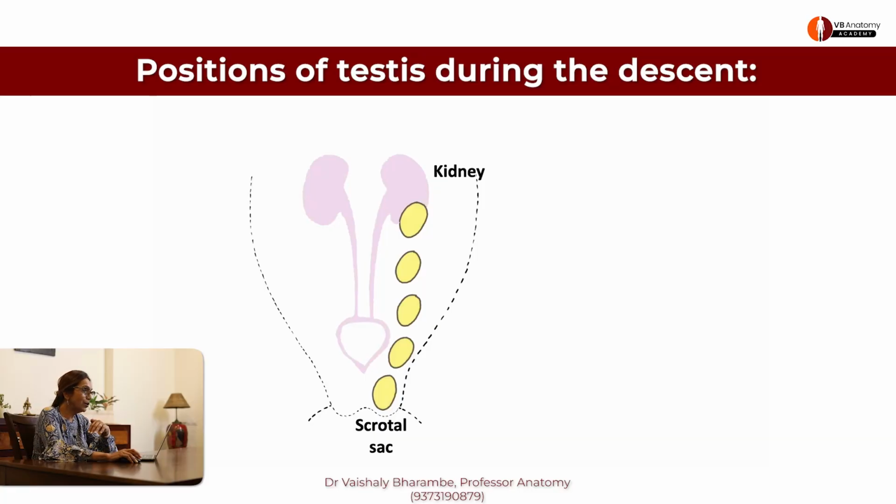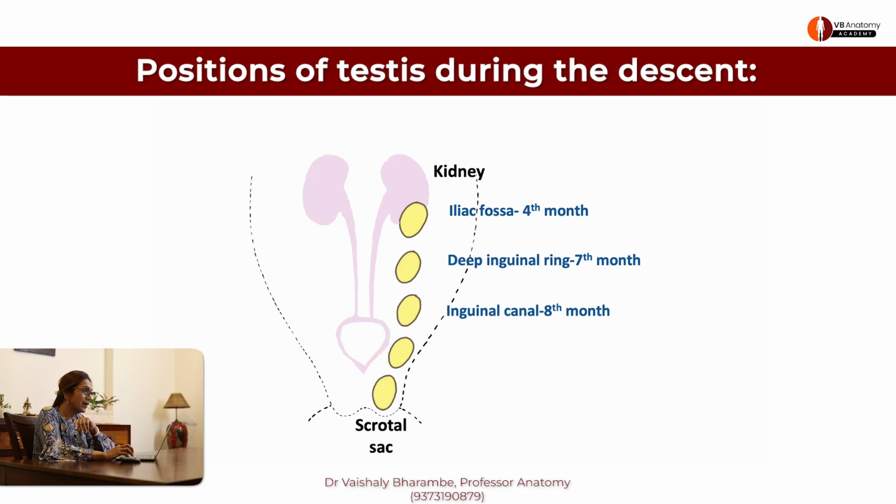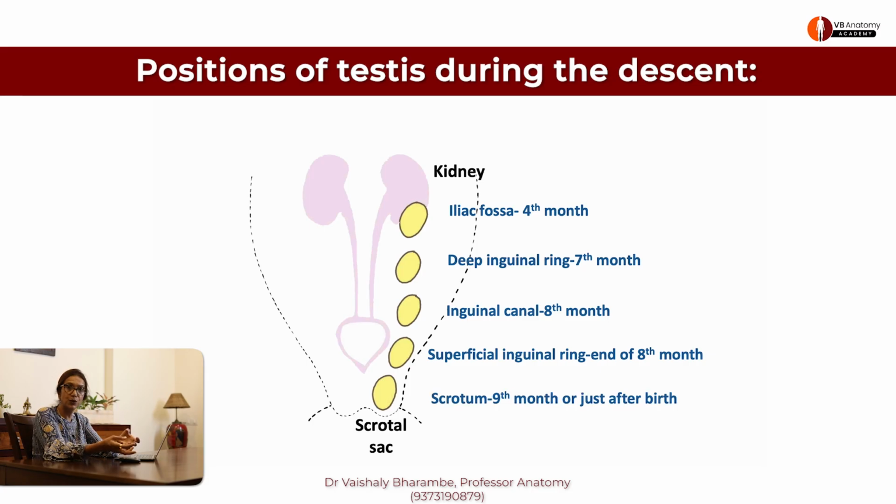But what were the steps in the descent? At the 4th month, the testes was in the iliac fossa. At the 7th month, it was at the deep inguinal ring. At the 8th month, it was traversing the inguinal canal. At the end of the 8th month, it was at the superficial inguinal ring. In the 9th month, it entered into the scrotum. If it doesn't, then by the end of 6 months to 1 year, it manages to descend. This is the timeline, you must know it.